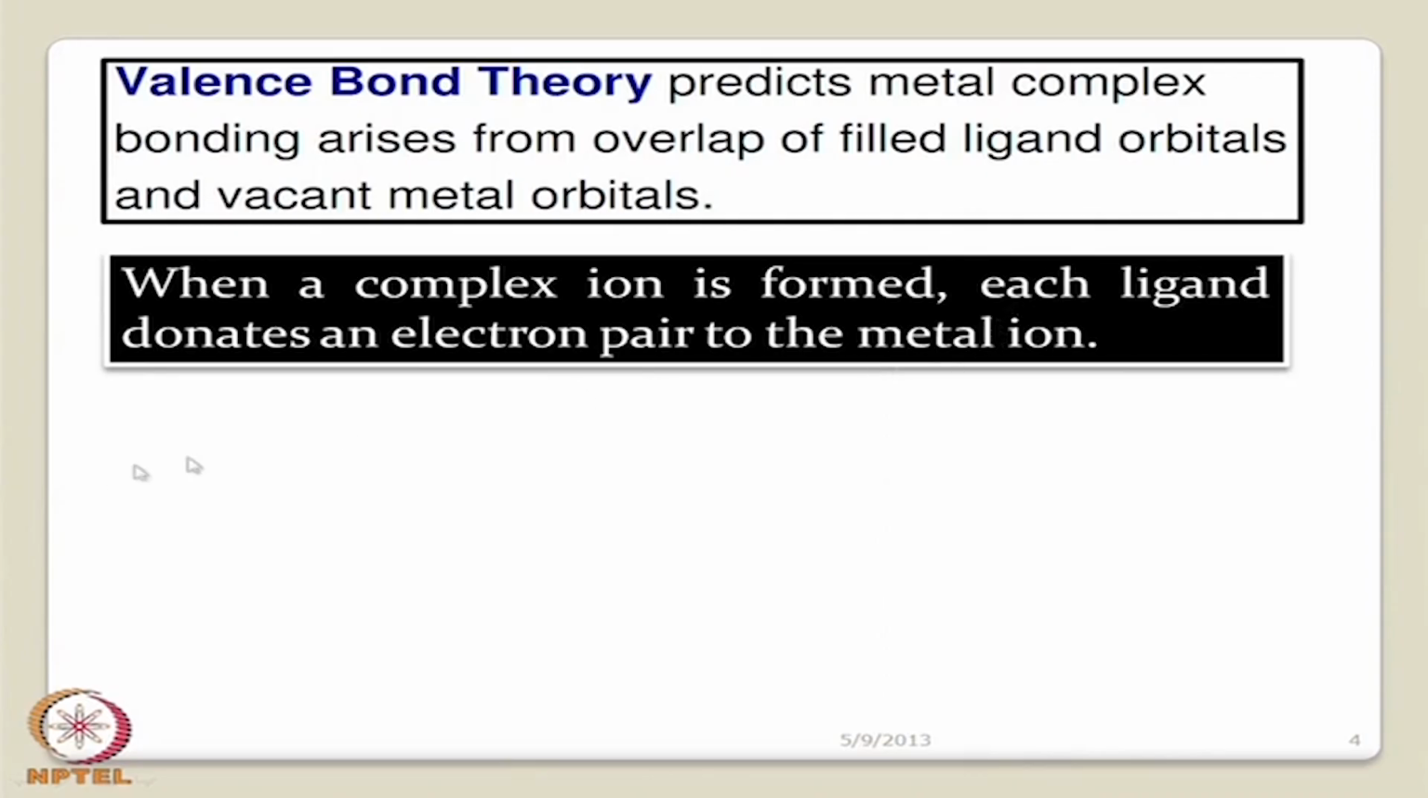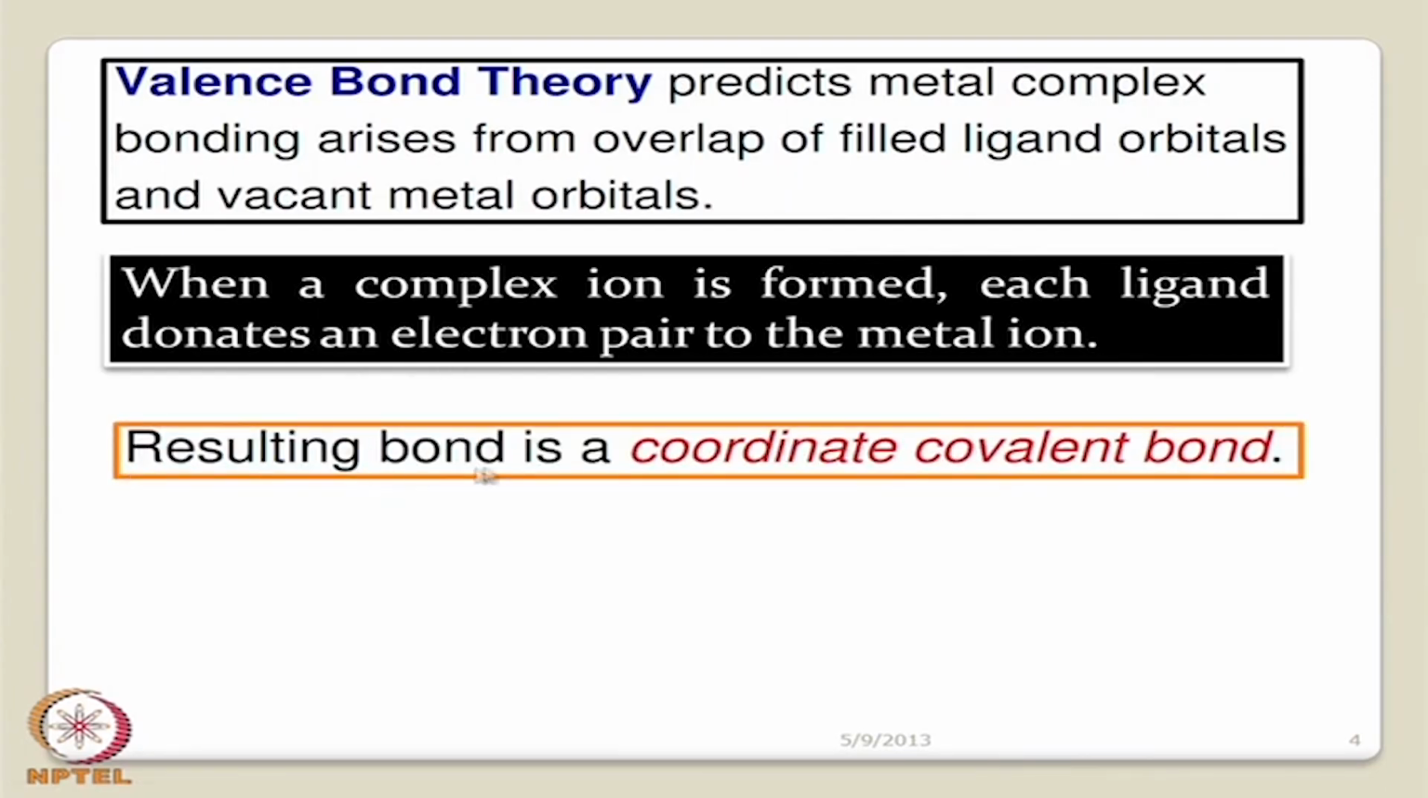So each and every ligand will be utilized for donation of an electron pair to the metal ion during the formation of the complex, and we will be getting a corresponding coordinate covalent bond. So the resulting bond is a coordinate covalent bond, which is due to the overlap of orbitals of the metal and the ligand.